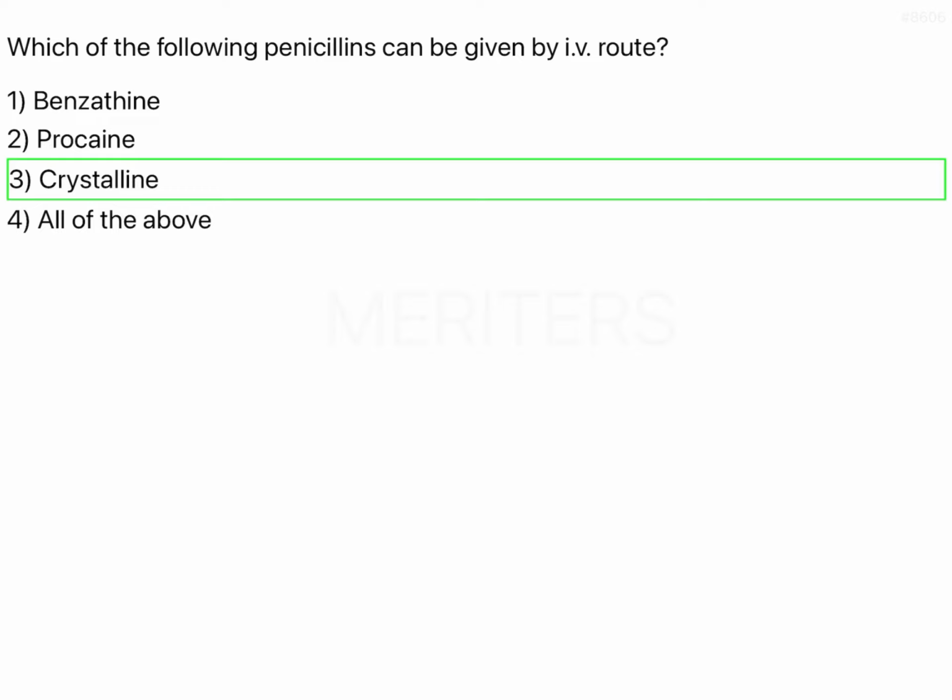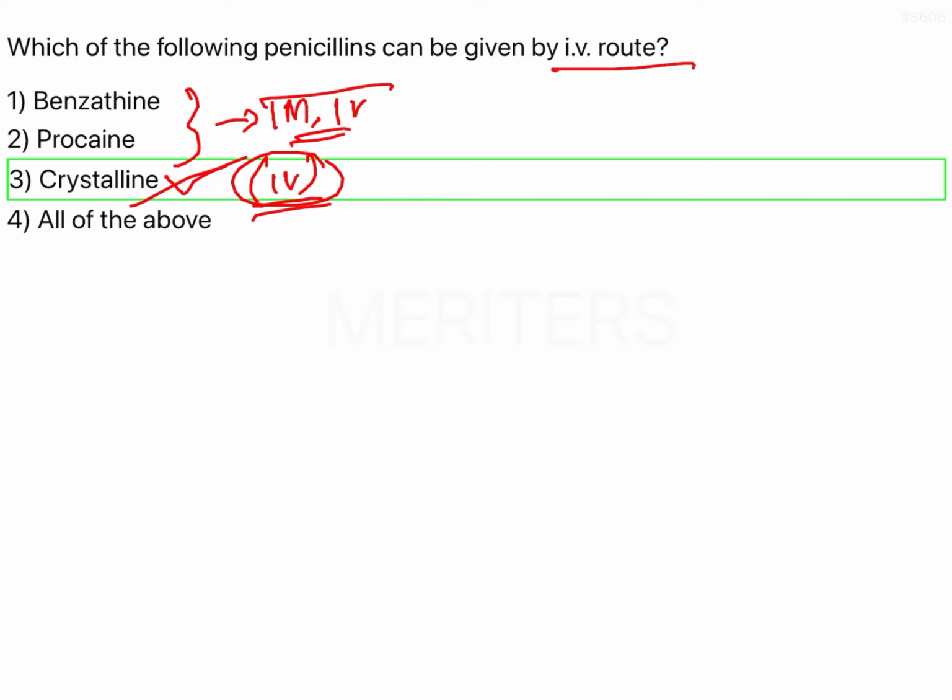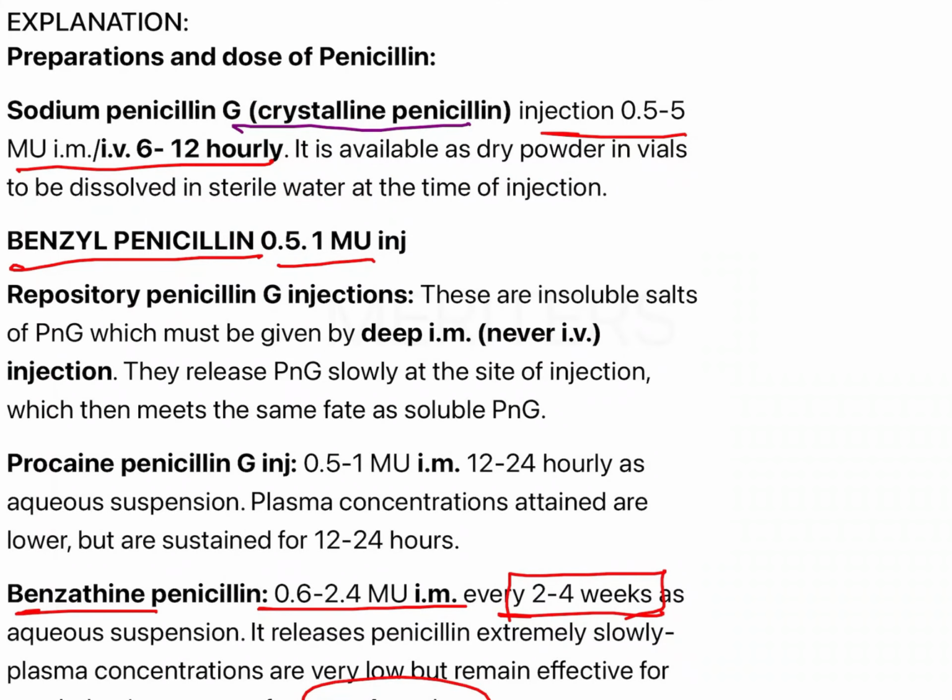So coming back to the question, which of the following is given by IV route? Your answer will be crystalline penicillin, because this only can be given by IV. The others can be given by IM and IV both, but the one that can only be given by IV route is crystalline penicillin. I hope this is clear. You have to know the routes of administration, what is acid resistant, what is acid labile penicillin, what is extended spectrum of penicillin, how much hourly doses, and know the dosage only for these three things.